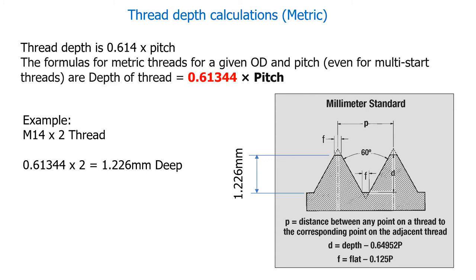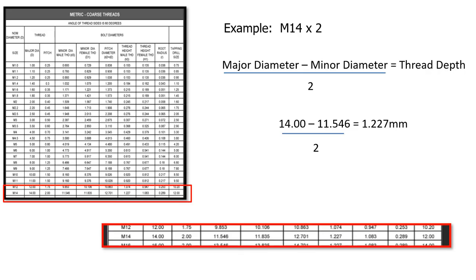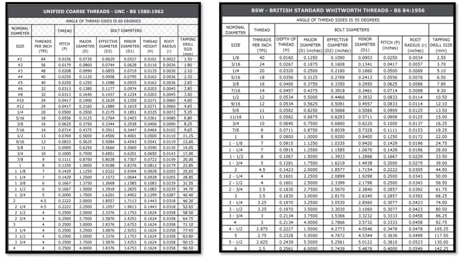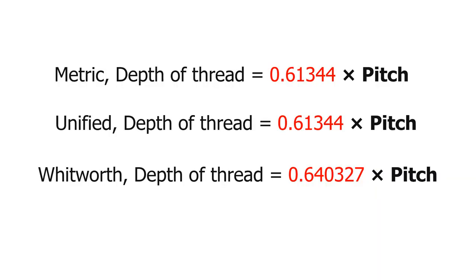Or we can use a factor. In this case, by multiplying our pitch, which is 2 millimeters, by 0.61244, we can calculate our thread depth. In our case, our thread depth is 1.226 millimeters. Let's check my result on a thread lookup table. It says 1.227 millimeters. I'm within 1 micron. That's good enough for me. There's thread depth information from the Machinery's Handbook and some useful tables that you can find by Googling. Pause the video now if you want to record the thread depth factors for Whitworth and Unified. Note that the Unified and Metric are the same as they're both 60 degree flank angles.